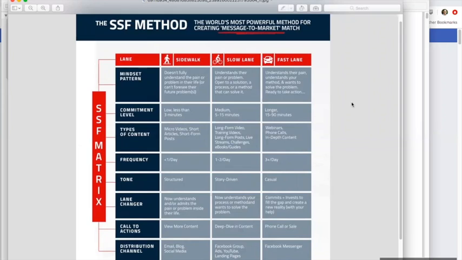All right. Commitment level. So sidewalk is low, less than 3 minutes, it says. So what does that mean? Great question. So commitment level, less than 3 minutes. Scott Oldford does a lot of video content, and so his stuff is talking about video here. What that means is if you can find something that will add value to people in less than 3 minutes, then that is likely going to be a good sidewalk thing.